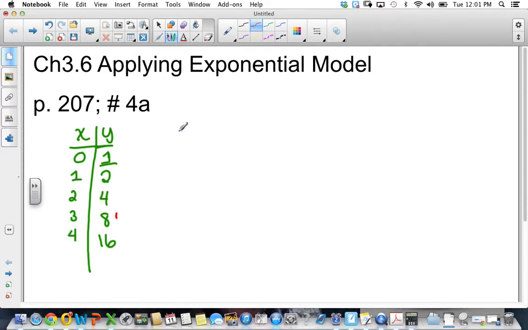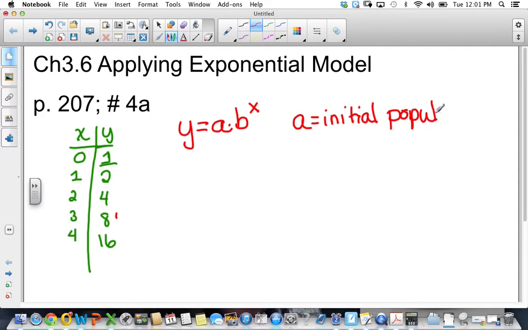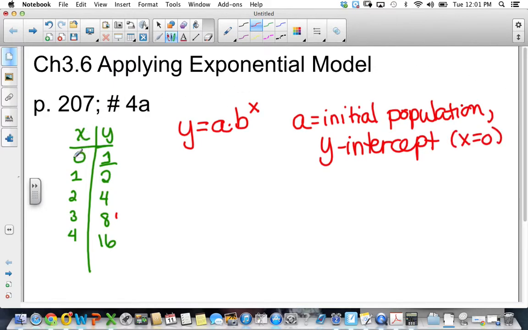So if we want to write the model of an exponential growth or decay, it's in the form a times b to the x. Now a represents the initial population, or in this case, the number of people that knew the rumor to start, or also the y-intercept. And the y-intercept is found on the table of values when x is 0. So you can see on the table of values that x is 0, y is 1. So our a is 1. Pretty simple. Our b is our growth rate.